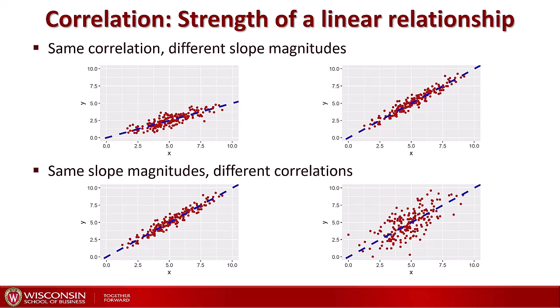On the bottom graphs, the slopes are identical, so we have the same slope magnitudes. However, the points are less tightly packed around the line in the second graph, so they represent a weaker correlation. So in the bottom graphs, we have the same slope magnitudes, but a weaker correlation in the second graph.